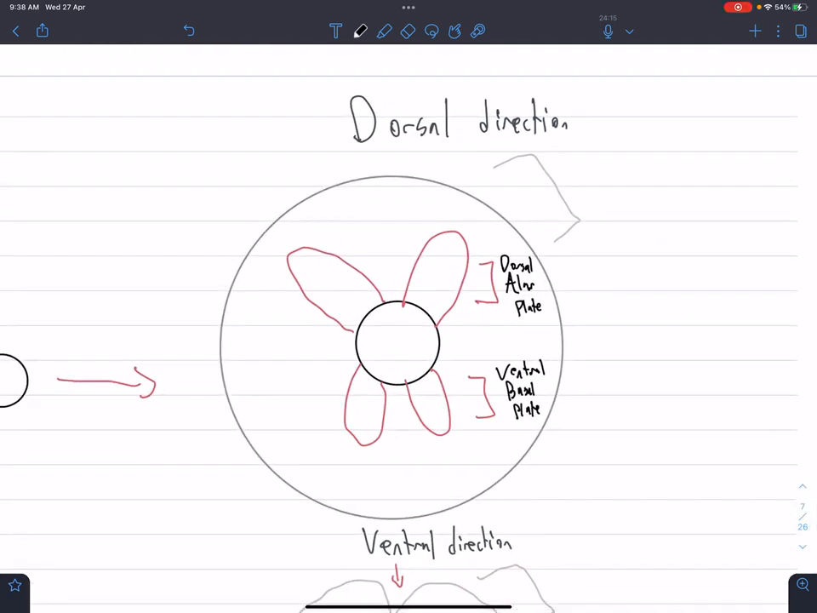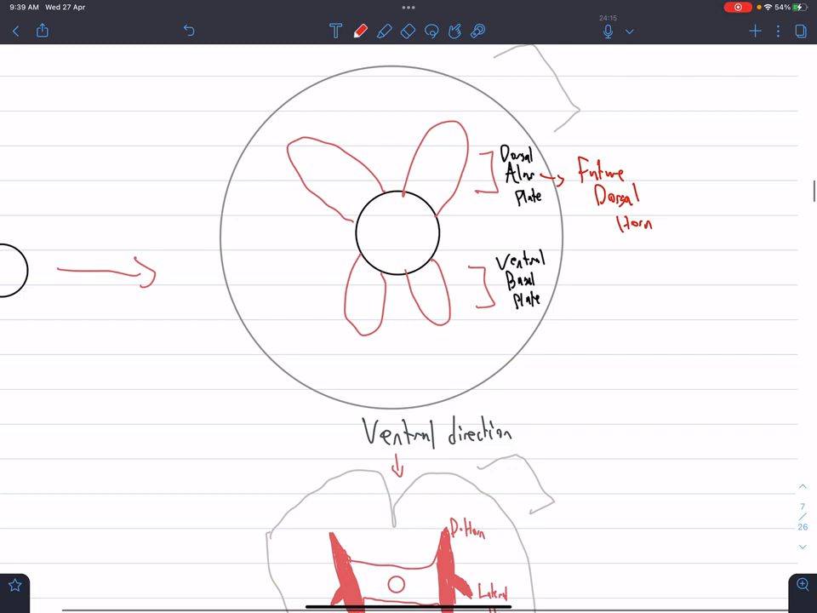Now, just logic. What do you think the dorsal alar plate is going to give you specifically? Which part of the gray matter? It's going to give you the future dorsal horn. And what is the dorsal horn composed of? Sensory neurons. So what about the ventral basal plate? What do you think it will mature into? It's going to give you the future ventral horn. And what is the ventral horn composed of? The motor neurons. All right? That's what these two plates are going to give you. These neuroblasts give you sensory neurons on one side and motor neurons on the other side.